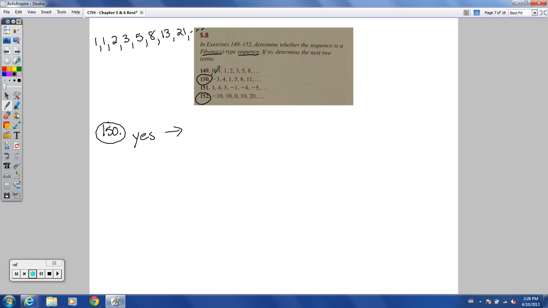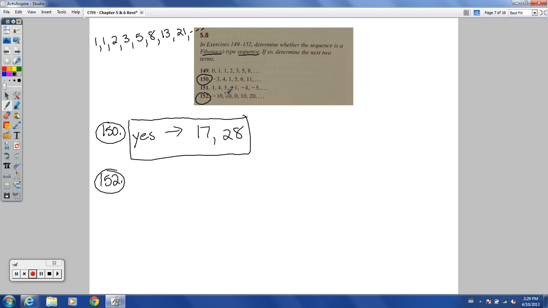I'm doing 149, and I'm supposed to be talking about 150. There we go. So same thing here. This one actually was a Fibonacci sequence, with an extra 0 added there. Anyways, 6 plus 11, let's work on the question I'm supposed to be working on. That's 17. And then 17 plus 11 would be 28. And so my final answer there would be yes. And the next two terms, 17 and 28.